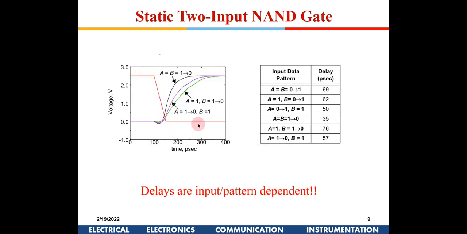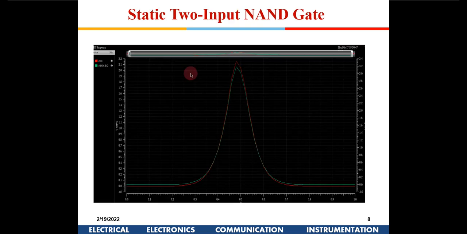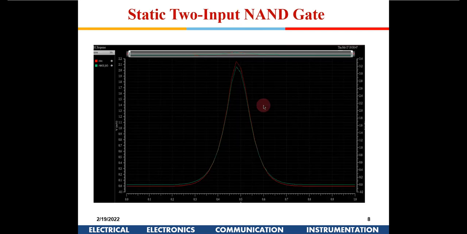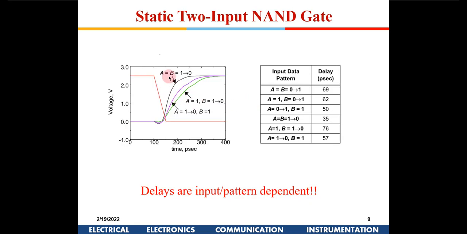Now that is the same case for delays also, right? It is also pattern dependent. If I take this condition, where A equals B equals 1, and both are changing to 0 simultaneously, both these transistors will try to simultaneously pull this voltage up. So I'll have the least delay here. When both A and B are going from 1 to 0, both the PMOS operate in parallel together, and then this output voltage, so the delays will be lower.